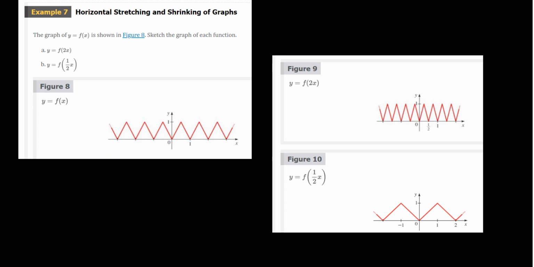Okay. So what did we go over? We went over vertical shifts, horizontal shifts, reflections about the x and y axis. We went over vertical stretching and shrinking and horizontal stretching and shrinking. These are all transformations that you do to a function to graph it.